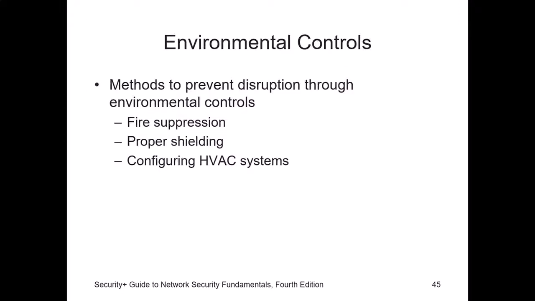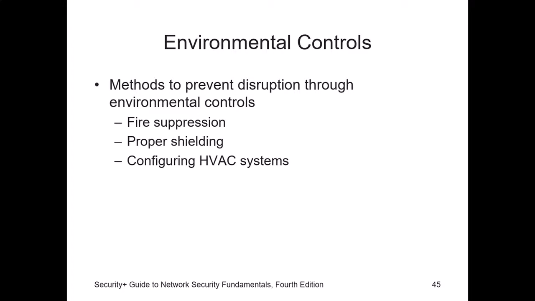All right, let's get into environmental controls. Methods of preventing disruption through environmental controls. You need to know how to deal with fire in case there's a fire, proper shielding for electromagnetic interference, and configuring HVAC systems for air conditioning and ventilation. Okay, so you need to know all three of them. That's very important. So write this down.